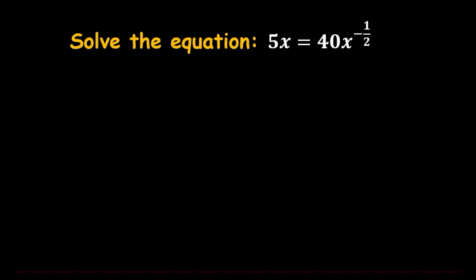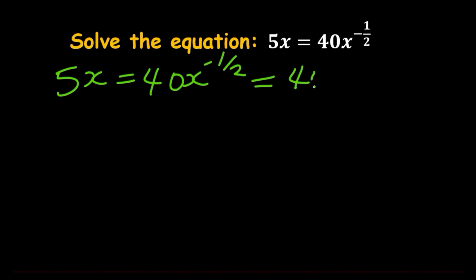Let's solve the equation 5x equals 40x raised to the power minus 1 over 2. We write out the equation 5x equals 40x raised to the power minus 1 over 2. For clarity's sake, equal to 40 times x raised to the power minus 1 over 2. Now we can divide both sides of the equation by 5.